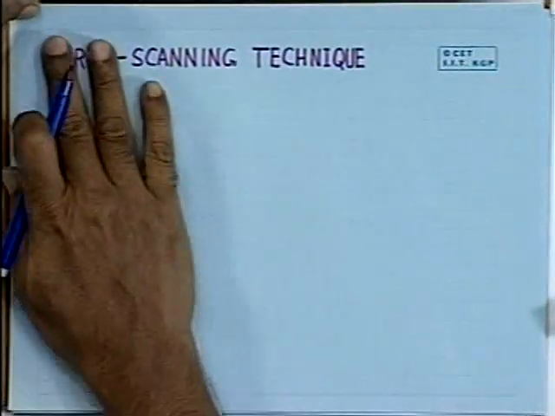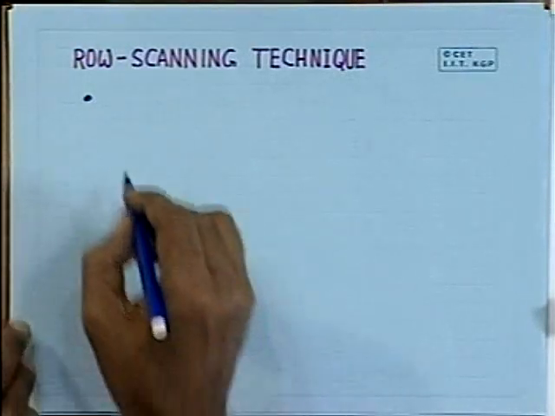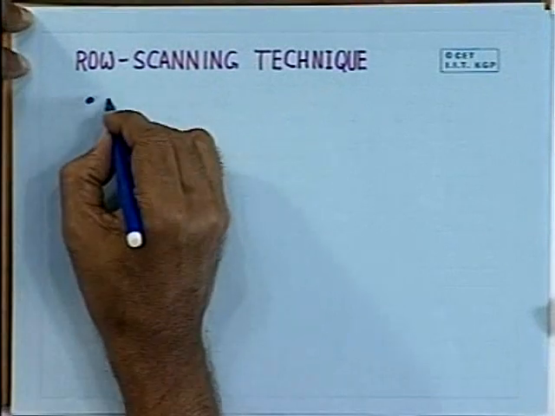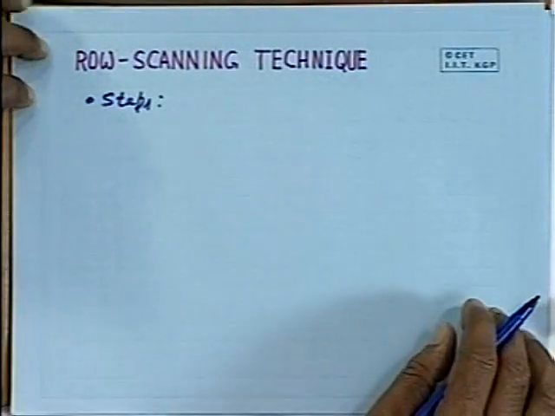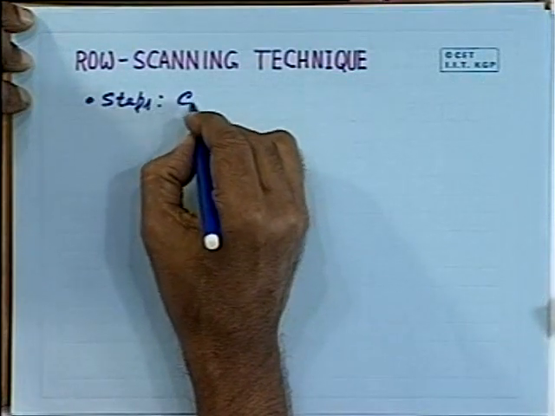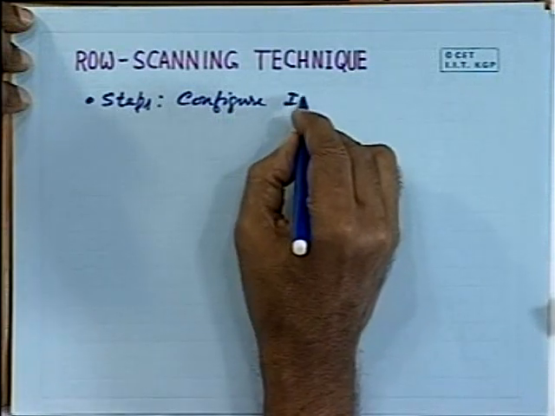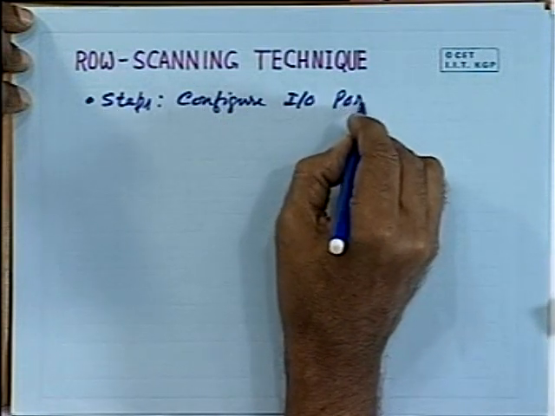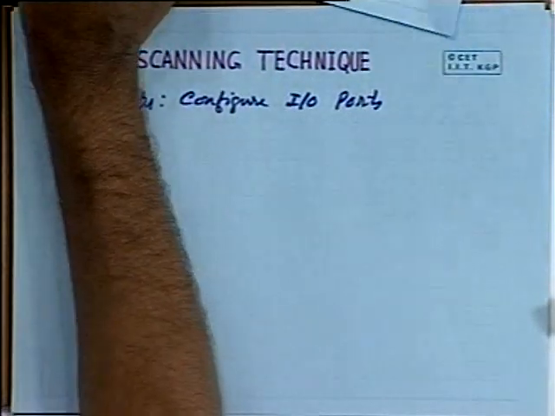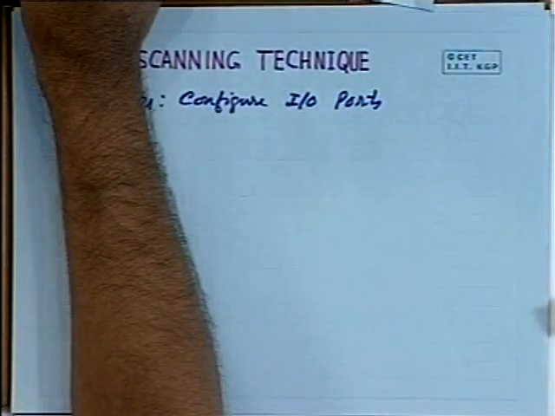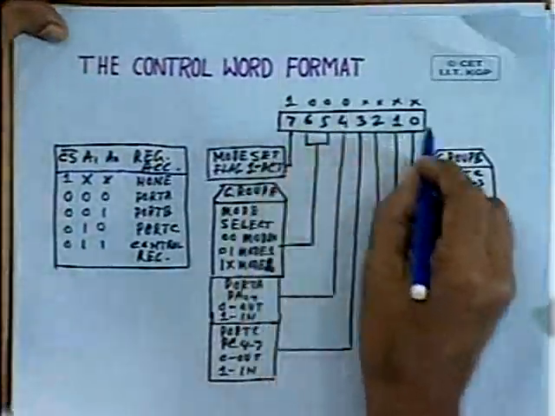In row scanning technique, you can do it in this way. First of all, let us explain the steps of operations. What is the first step? The first step is to configure the I/O ports. For that purpose, you have to program the control word. As I have explained, you have to configure the control word.